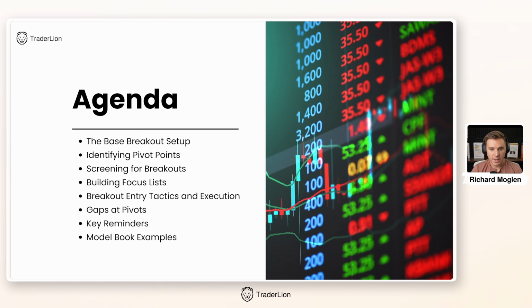Here's the overall agenda for today. First, we'll discuss the base breakout setup, what it is. Then we'll discuss identifying pivot points, because I know a lot of people have questions about this. How do you draw your pivot points? How do you determine the buy points for a breakout? Then we'll discuss screening for breakouts, my process for doing that, building focus lists, that overall process and funnel that creates a streamlined link between ideas all the way to execution.